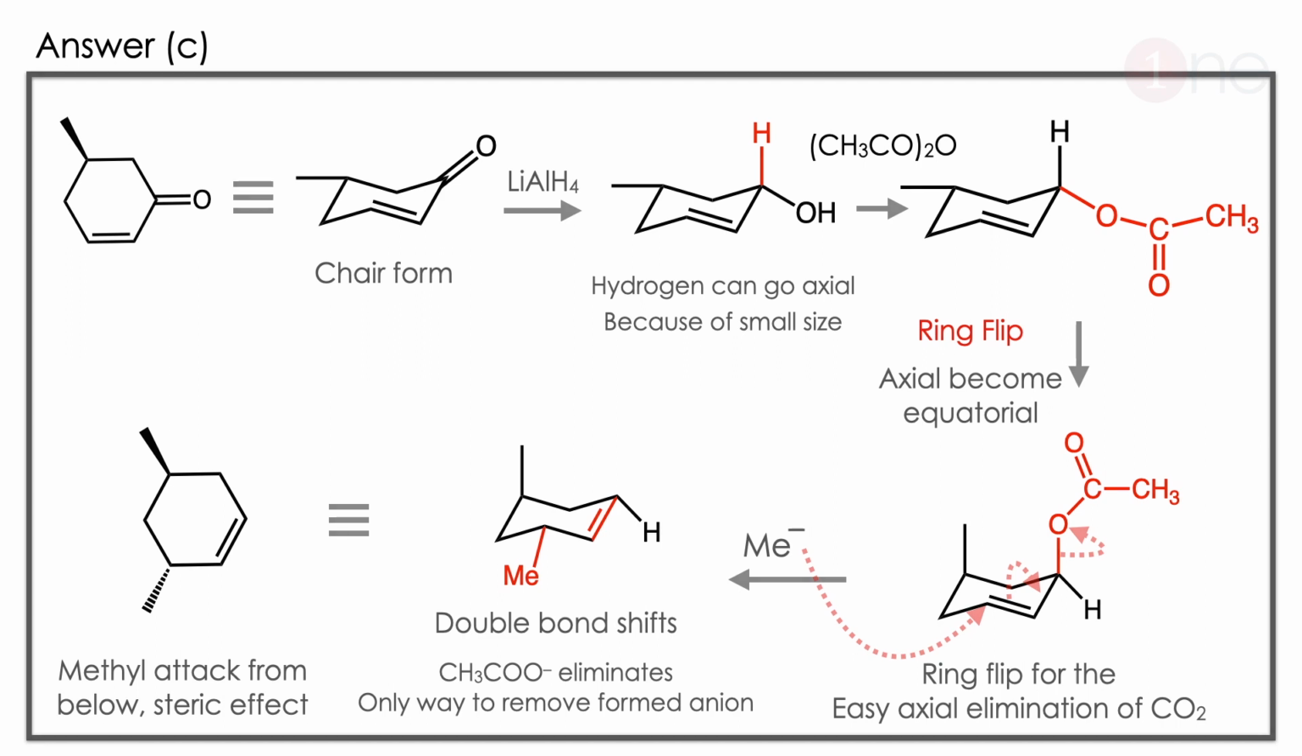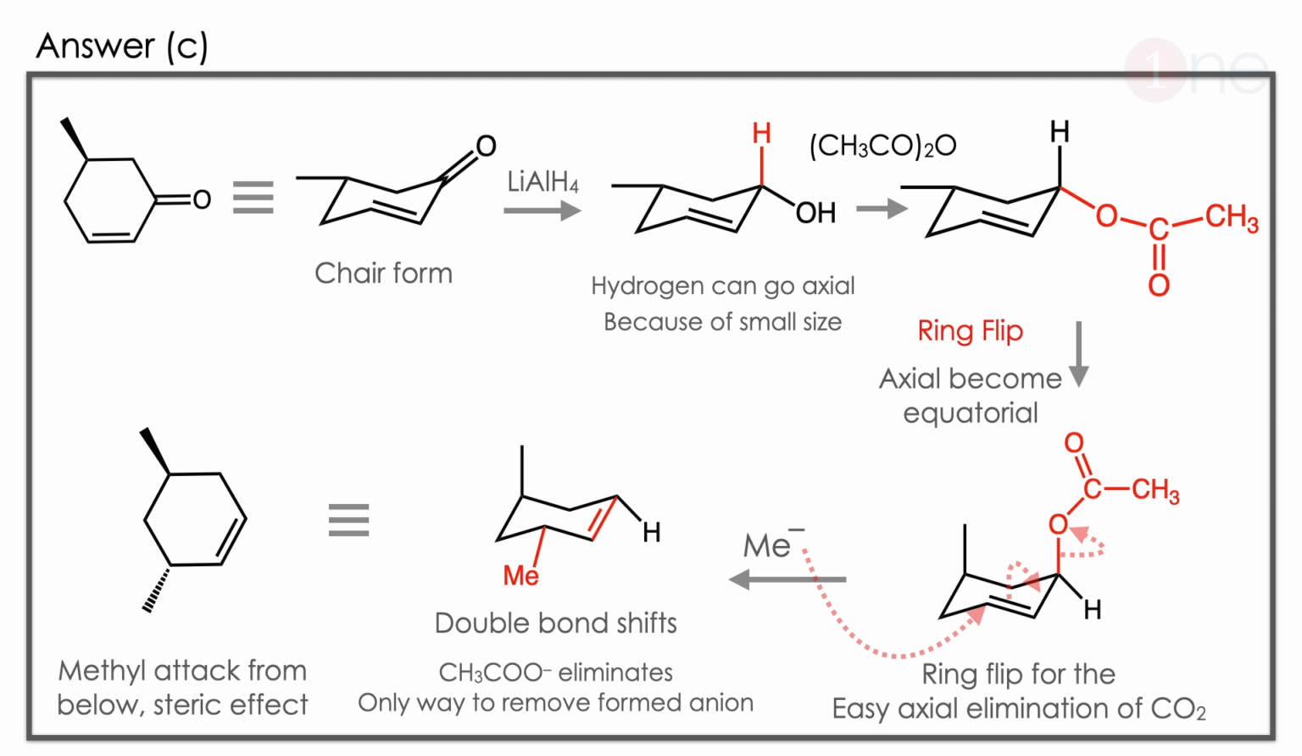Then we are using lithium aluminum hydride. Hydrogen is the smaller one, so it always prefers the axial position. It is smaller than OH, so it always prefers the axial position. Then the acetylation happens. So OH becomes OCOCH3. So acetylation occurs. Then the ring flip occurs. Once the ring flip occurs, the OCOCH3 becomes axial.